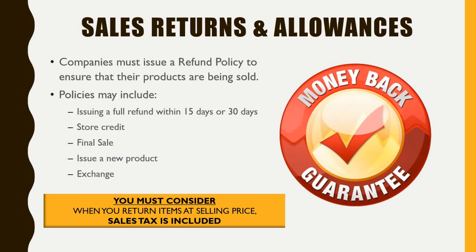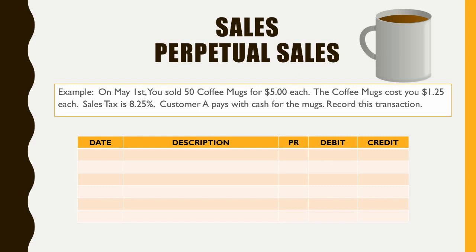It's their duty for customers to pay into society, right? It's their obligation, and all we're doing is collecting that money and we're going to pay it into the government. So in this case, we need to give back the money that belongs to the customer as well. Okay, so let's go ahead and do this example here. On May 1st, you sold 50 coffee mugs for $5 each, okay? And the coffee mugs cost you $1.25 each. Sales tax is 8.25%.